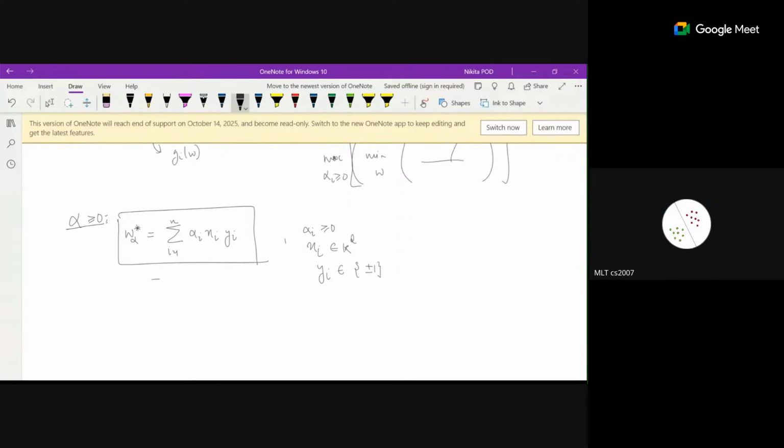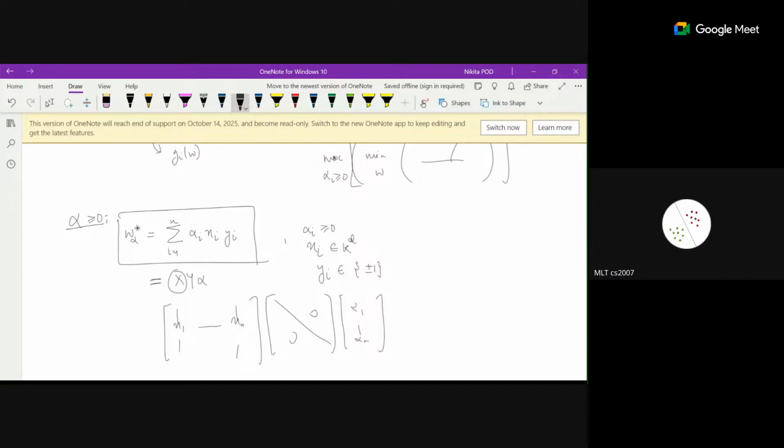So this can also be written in matrix form, where xi belongs to RD, and the matrix X is X1, X2, and so on. Y is the diagonal matrix of the labels, and then alpha 1, alpha 2, and so on up to alpha n. So this is the W star that we obtain.